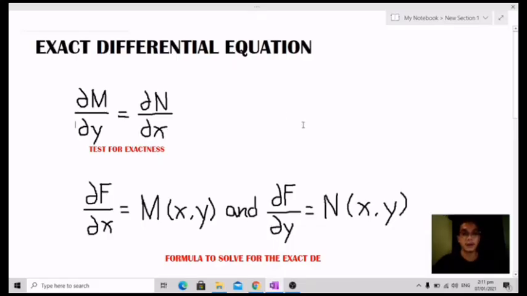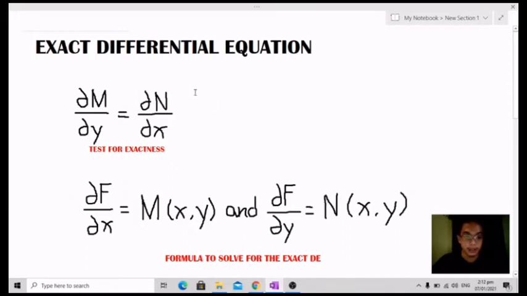So we're going to talk about exact differential equation. A DE is said to be exact if we attain this condition. This was called test for exactness. So the partial derivative of m with respect to y is equals to the partial derivative of n with respect to x. So this m and n compose a function of x and y. So the difference between those terms is m is associated with the dx and n is associated with the dy in a given differential equation.